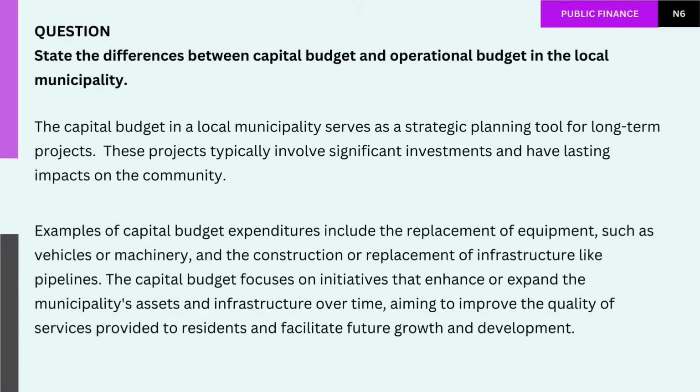Examples of capital budget expenditures include the replacement of equipment, such as vehicles or machinery, and the construction or replacement of infrastructure like pipelines. The capital budget focuses on initiatives that enhance or expand the municipality's assets and infrastructure over time, aiming to improve the quality of services provided to residents and facilitate future growth and development.